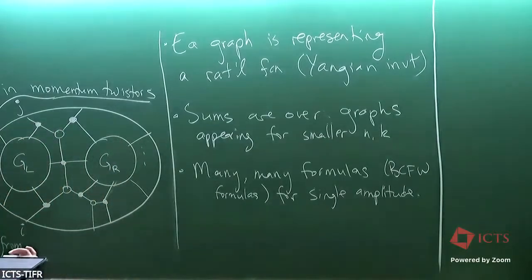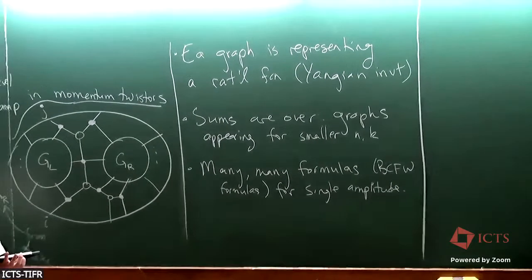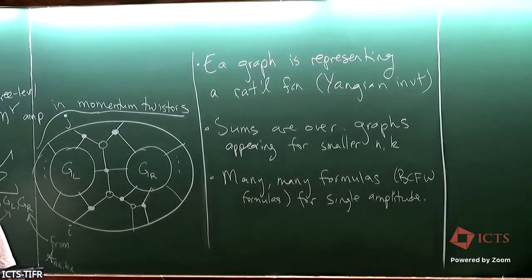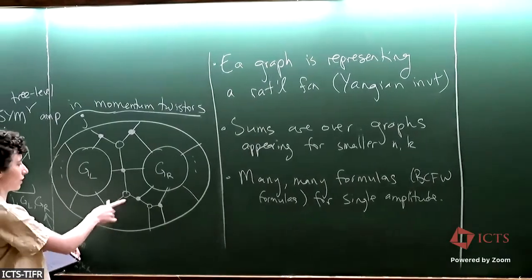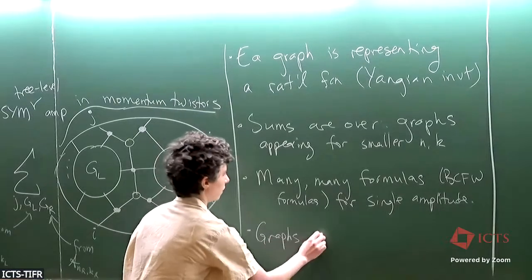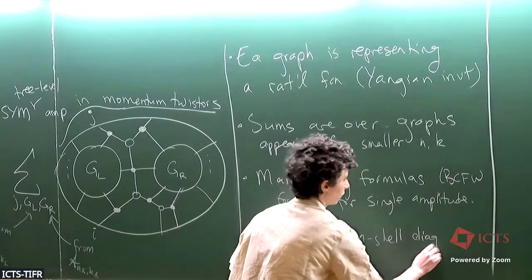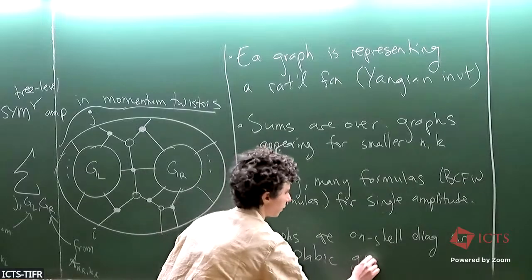Okay, and the other thing I should say is that these graphs, these pictures that I'm drawing, are not Feynman diagrams. They're sometimes called on-shell diagrams, or mathematicians like to call them plabic graphs, which stands for planar bicolored. So all my graphs are planar, and they have these two different kinds of vertices, hollow and solid. So the graphs themselves are called on-shell diagrams, or plabic graphs.